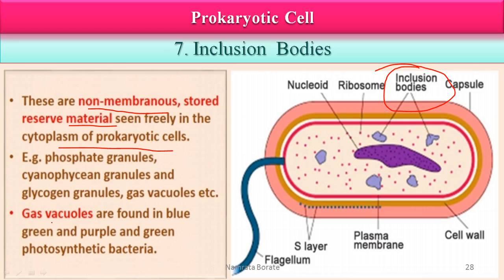There is also the presence of gas vacuoles. What are gas vacuoles? They are found in the blue-green and the purple and green photosynthetic bacteria.